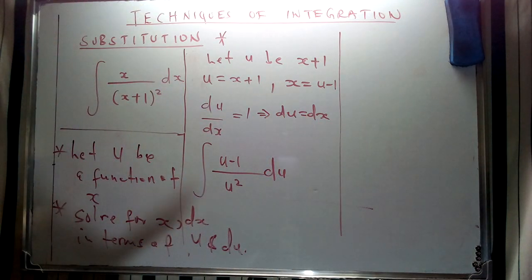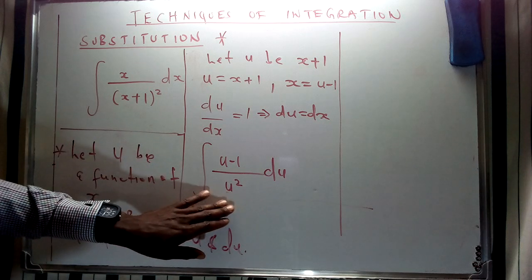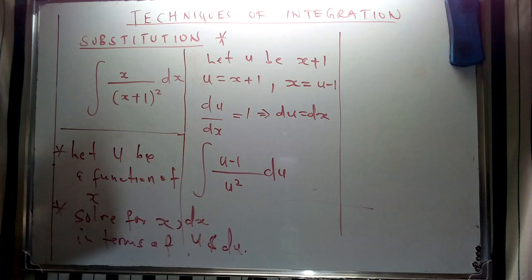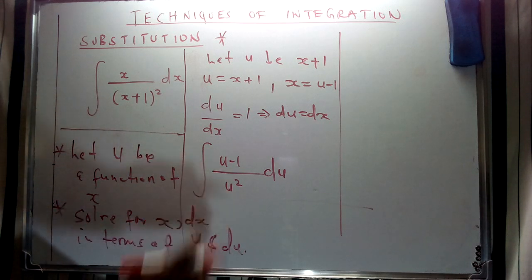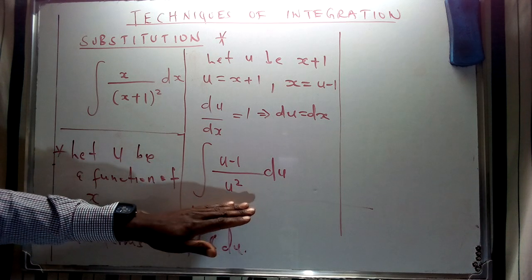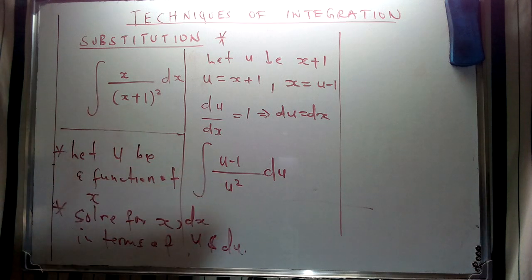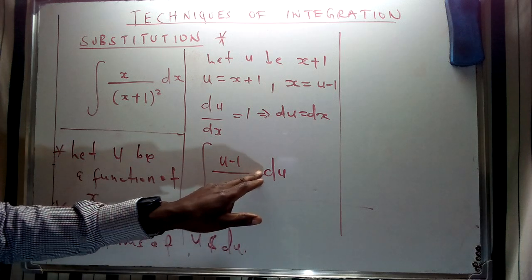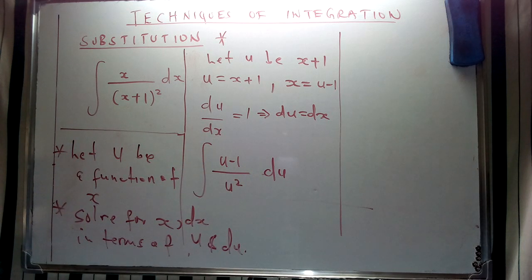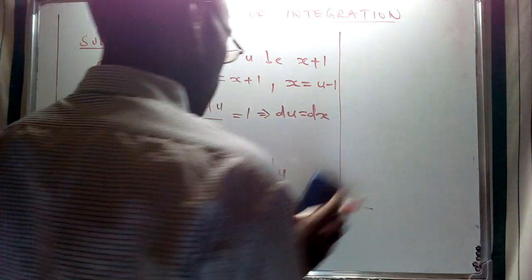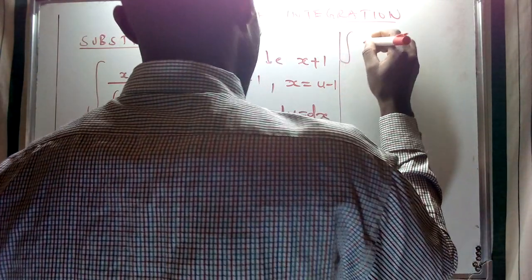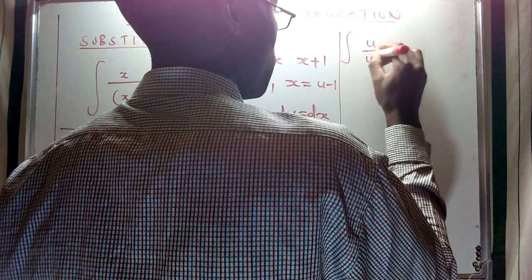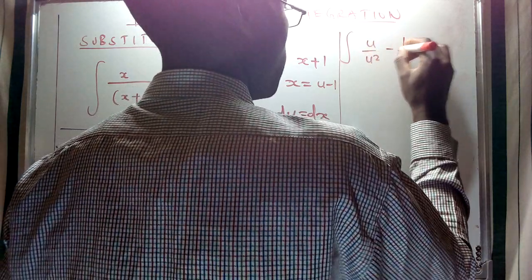So we have written this specific integral in terms of u using this specific formula. In that case, if we try to find it, we're going to have to write this expression of u minus 1 over u squared in terms of partial fractions. Therefore, I can represent this as an integral of u over u squared minus 1 over u squared.